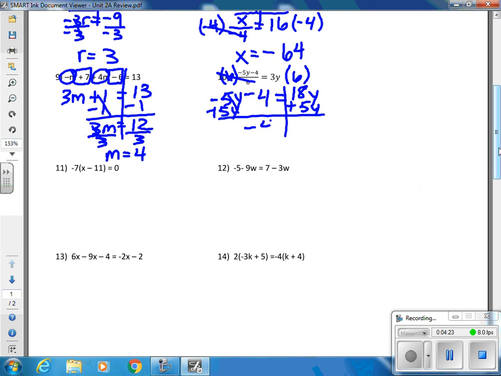So now you have negative 4 equals 23y. To get rid of the 23, you have to divide by 23. And then watch what happens. 4 does not divide by 23.